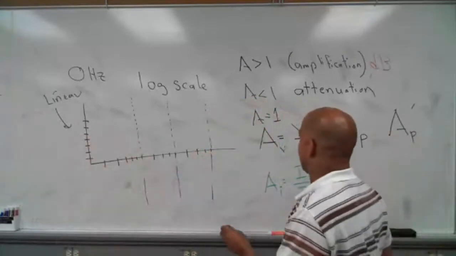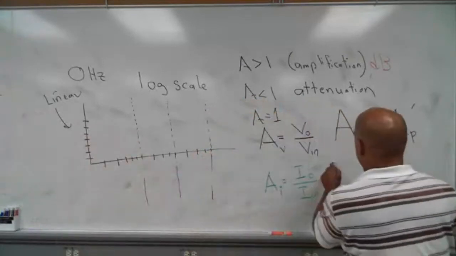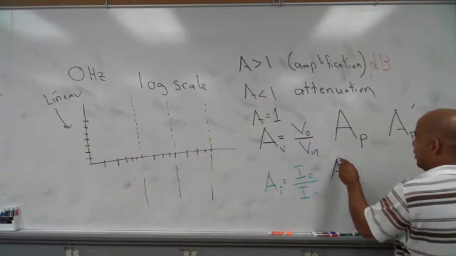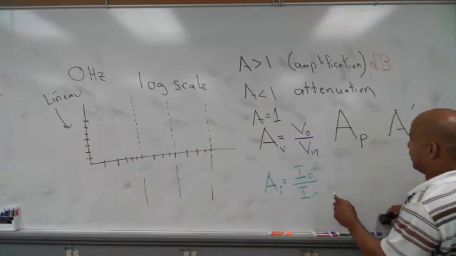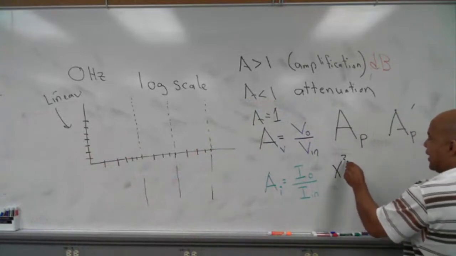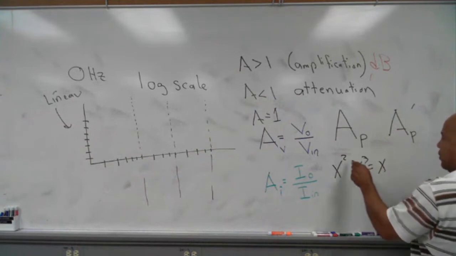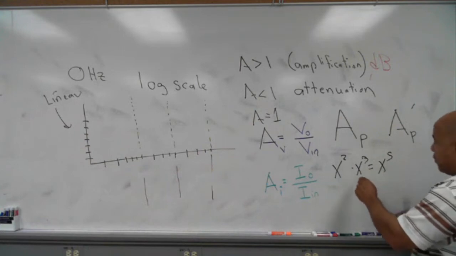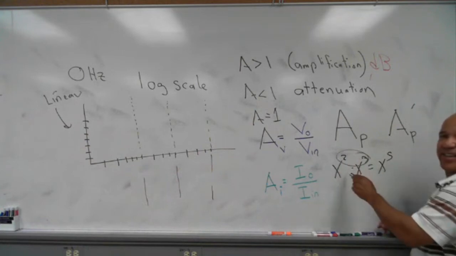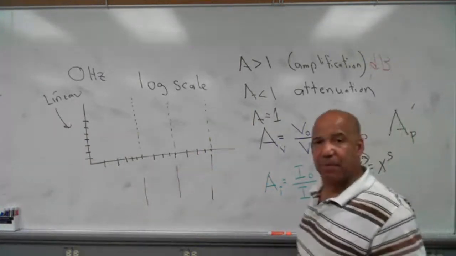So like, if I had x to the second times x to the third, it equals x to the fifth. So when you're doing multiplications, you just add these exponents. Well, it works that way with amplifiers too.